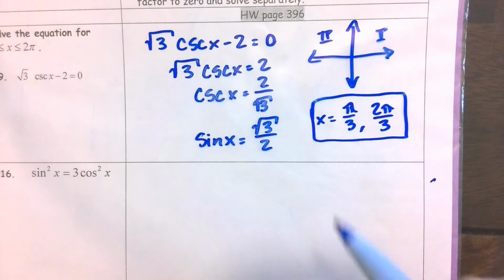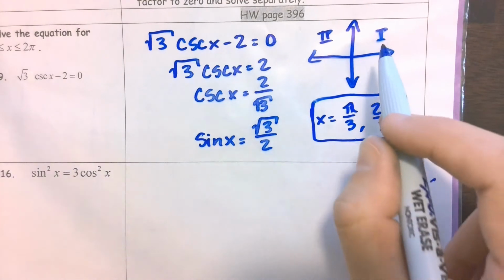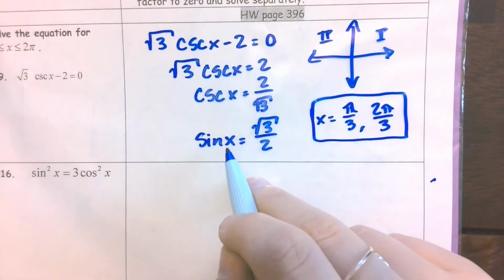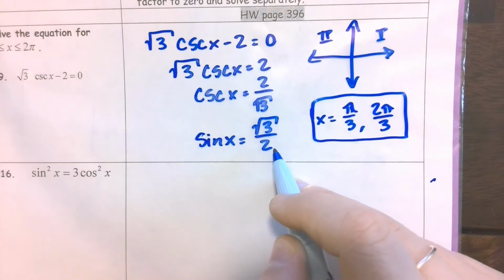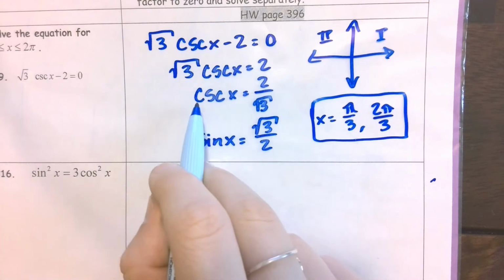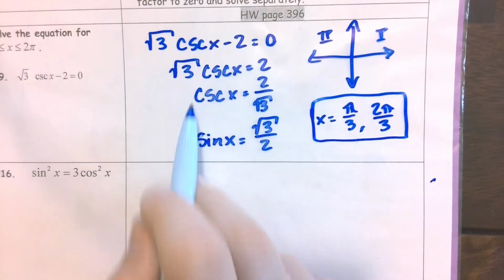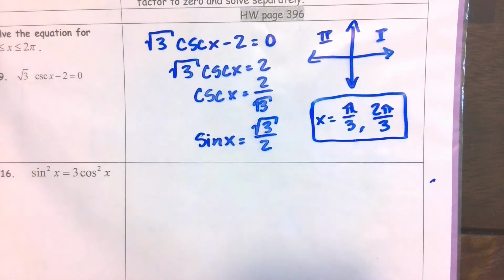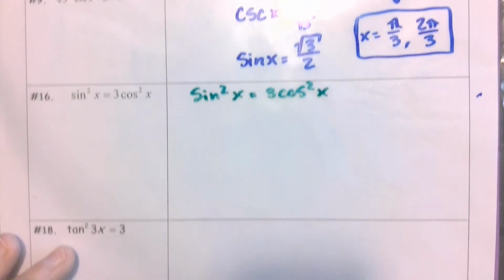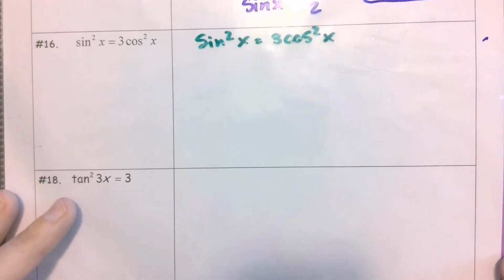So bringing in not only our knowledge of radians, which quadrant sine is positive or negative, our unit circle to know what the reference angle is, our reciprocal function to know that cosecant is the reciprocal of sine. I'm telling you, it's a treasure trove of trig.